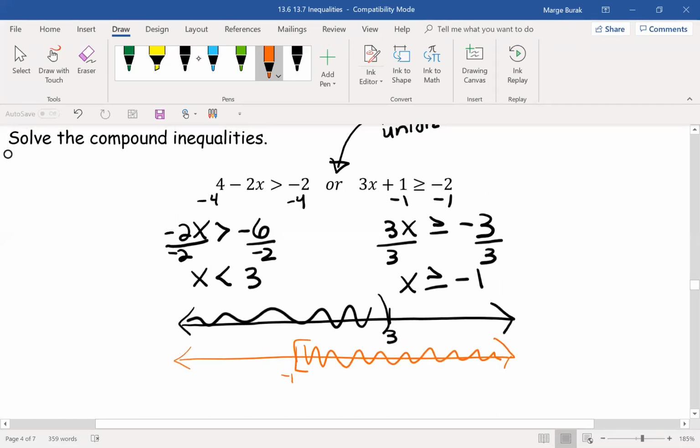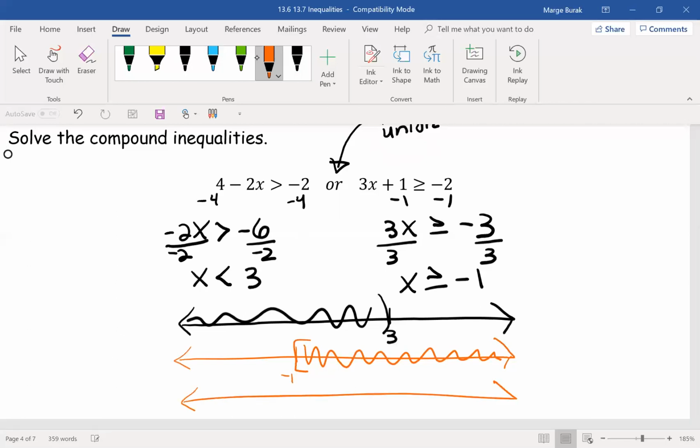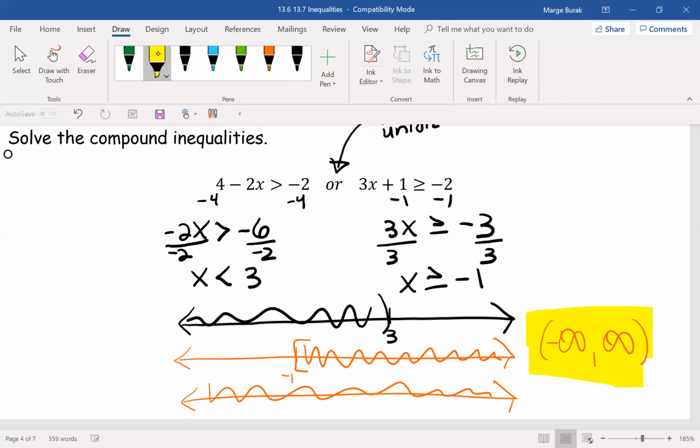Well, this is a strange one. I want them all. So basically, I want all the numbers from negative infinity to infinity. So my solution would be all real numbers, or in interval notation would be negative infinity to infinity.